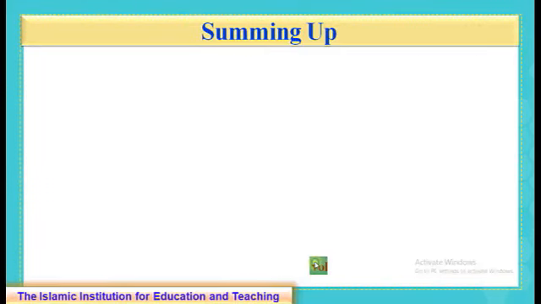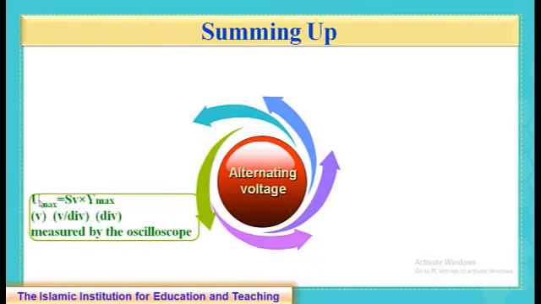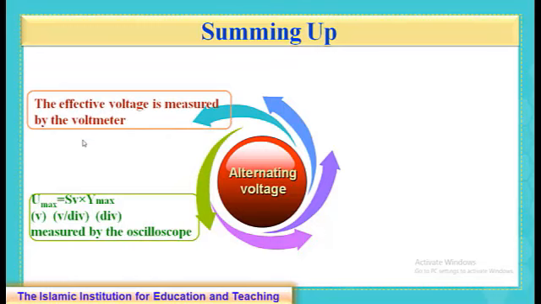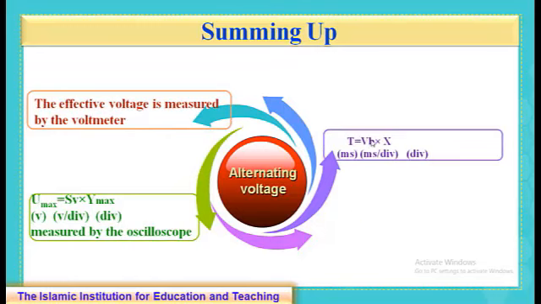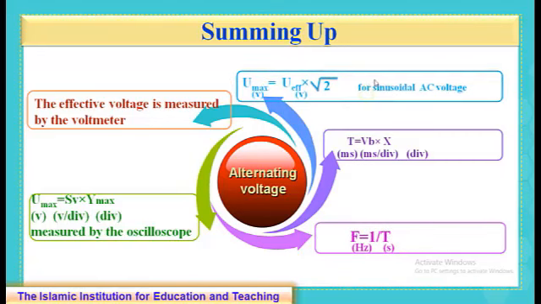To sum up the characteristics of the alternating voltage, we have U maximum is equal to SV times Y maximum. U maximum is measured using the oscilloscope. The effective voltage is measured using the voltmeter. The period T is equal to VB multiplied by X. The frequency is equal to 1 over T. And this characteristic is specific for sinusoidal AC voltage: U maximum is equal to U effective times radical 2.